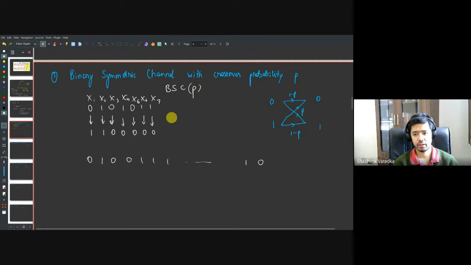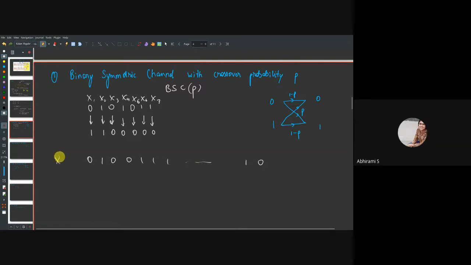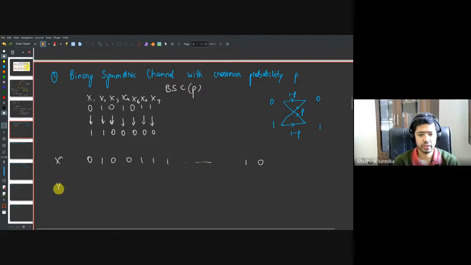Okay, any questions? So what you've written at the bottom is what, sir? That series of bits? This. So just assume that this is the input sequence. Okay. All right.